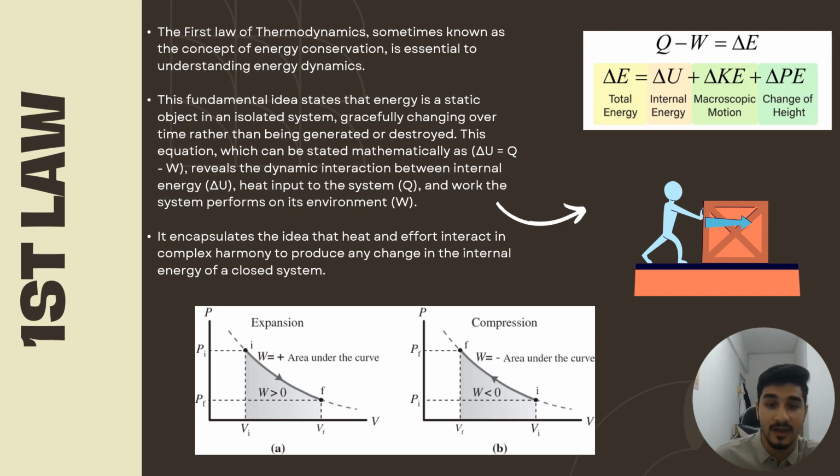It encapsulates the idea that heat and work interact in complex harmony to produce any change in the internal energy. At the bottom we can see two different graphs. When the work is greater than zero, we have an expansion, so the expansion process leads to a pressure decrease. And when the work is less than zero, this leads to a pressure increase, leading to a compression process.